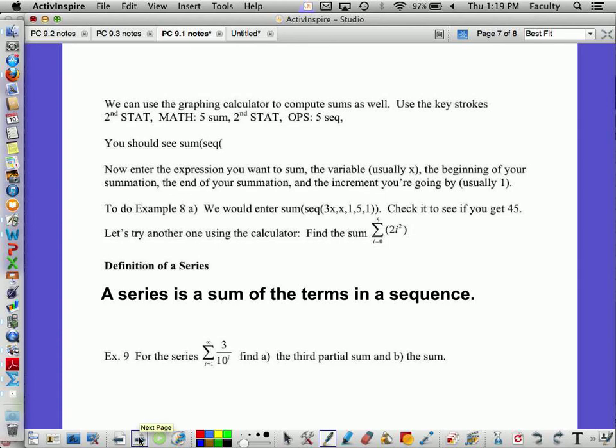Okay, so on the older calculator, you're going to do these keystrokes. Second stat, math, number 5 is sum. Then you do second stat, ops, 5 is sequence. And you're going to see this. And so we're first going to do example 8a. And so you're going to put 3x. If you have the newer one, don't do this, okay? This is for TI-83 people. You do 3x, comma, we're doing it in terms of x. The summation went from 1 to 5, and we're going to go by ones and press enter.